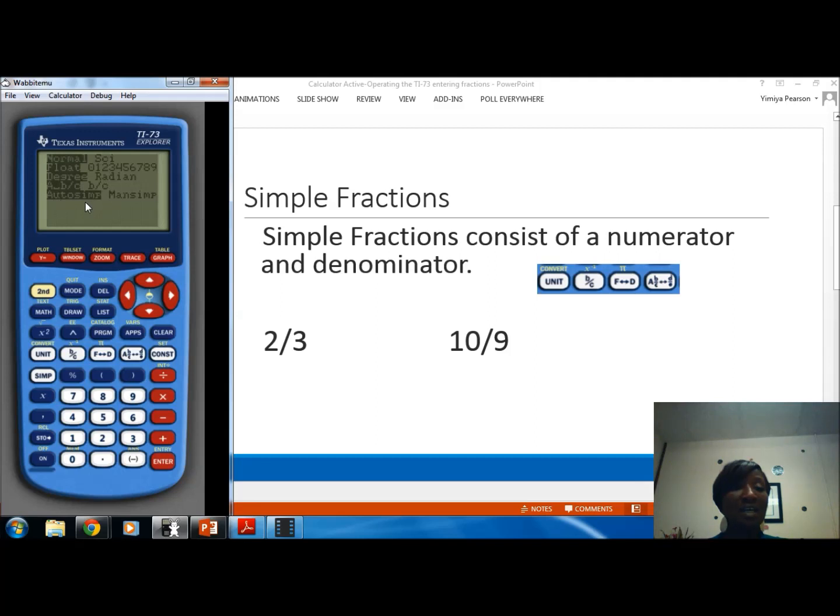And then the last line allows you to ask the calculator to automatically simplify it, or you can manually simplify it. And we'll look at this in a later video. So right now I'm going to leave all those settings like they are. I'm going to return to my home screen by pressing second quit. All right, so I have 10/9. I finished entering that fraction. I'm going to press enter. And as you can see, it changed 10/9 to 1 1/9.